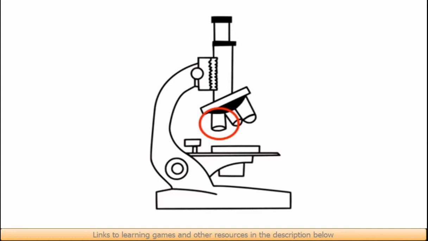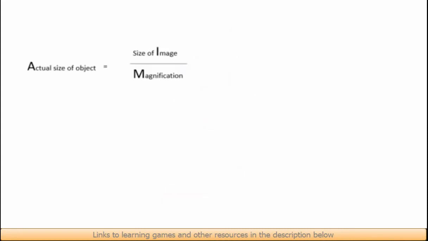To judge the size of an object viewed under the microscope, you need to use the following formula. The actual size of an object is equal to the size of the image divided by the amount of magnification used.